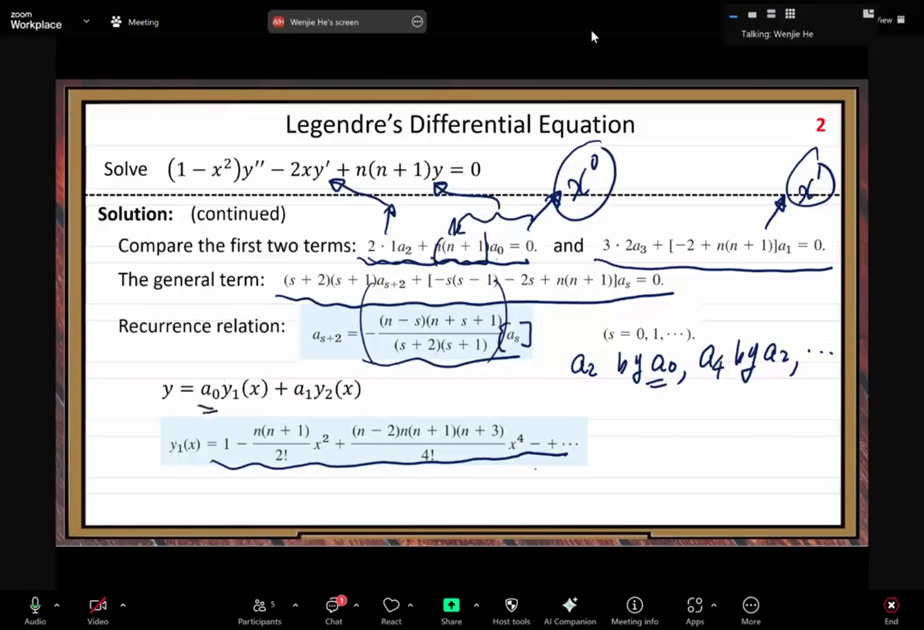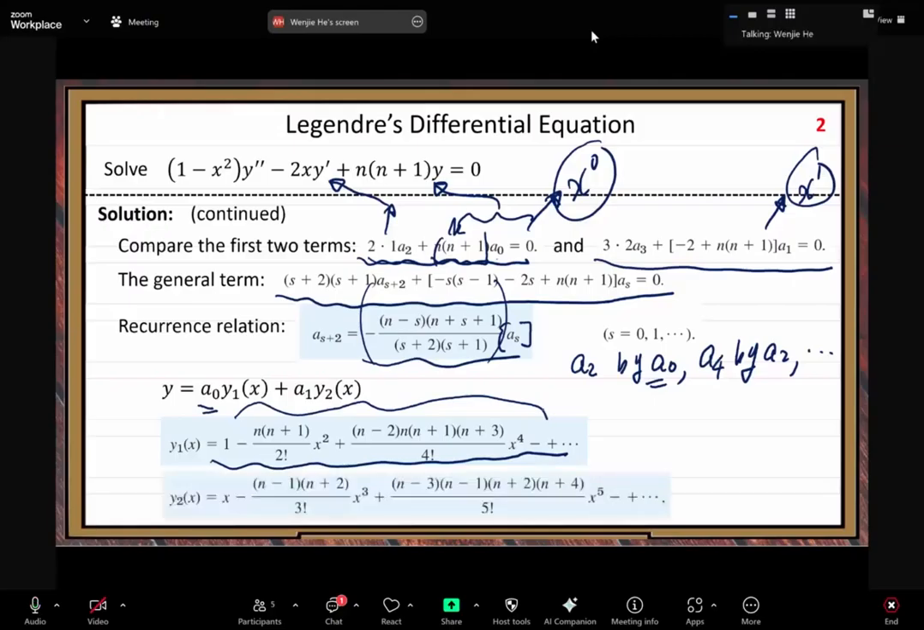Then for the remaining terms, the coefficients are known. No unknowns. Everything is known, so the y1 function is known. Similarly, for the y2 function, after you factor out A1, all the remaining coefficients are known. So this solution is determined by two parameters, A0 and A1. You can choose any A0 and any A1.